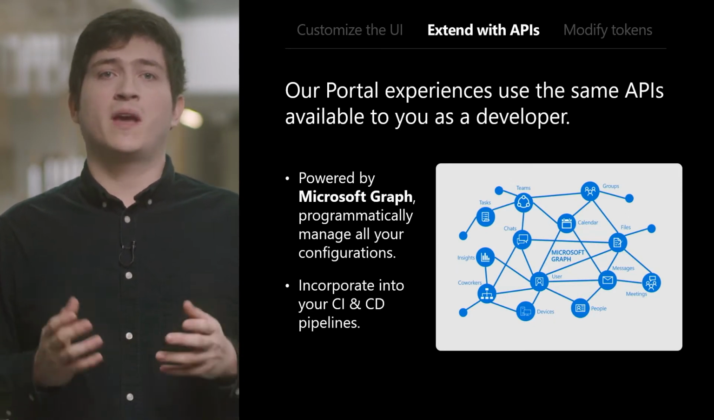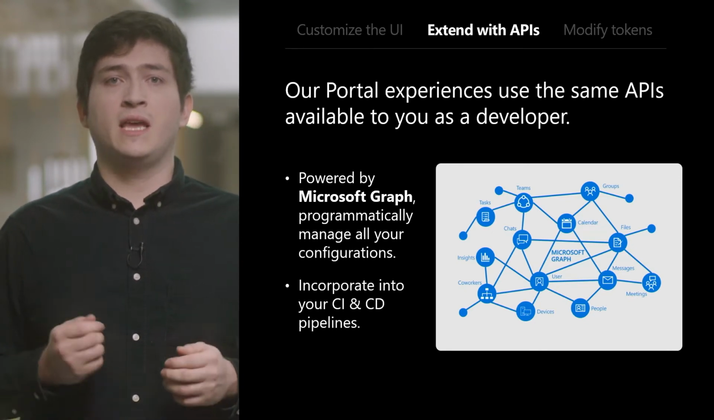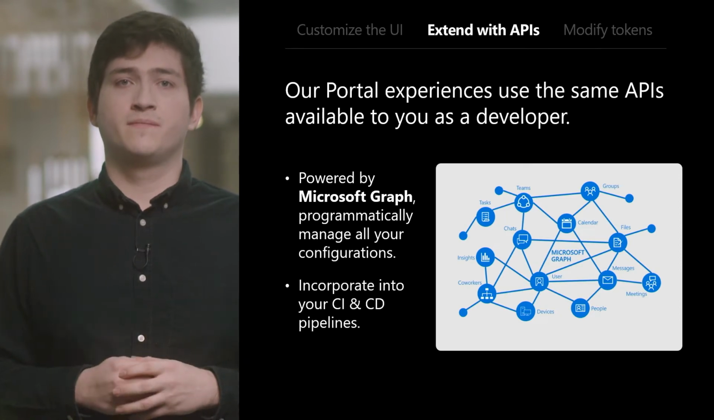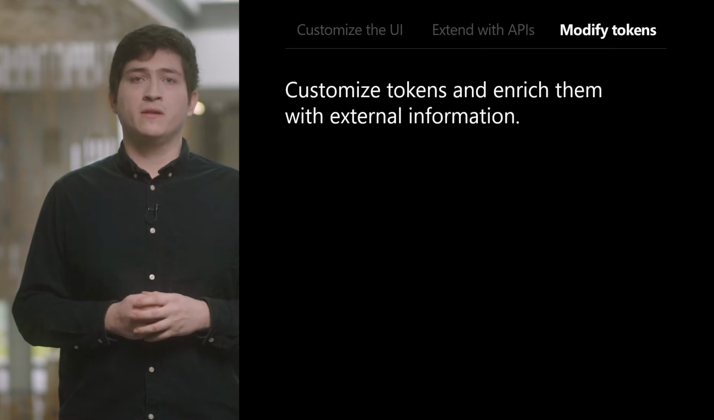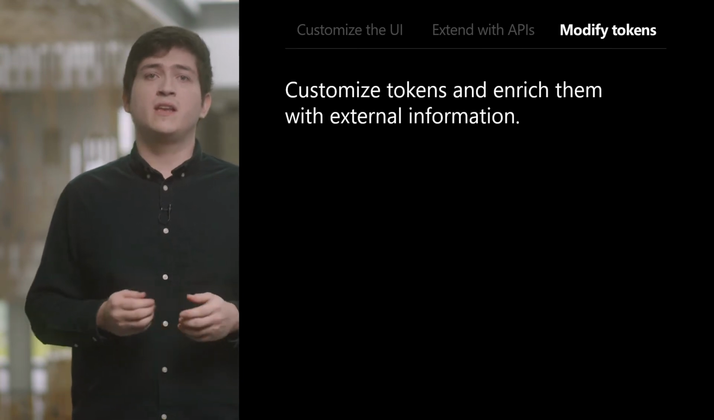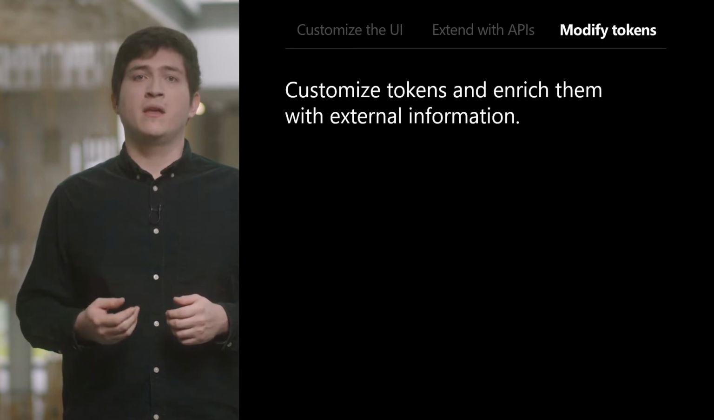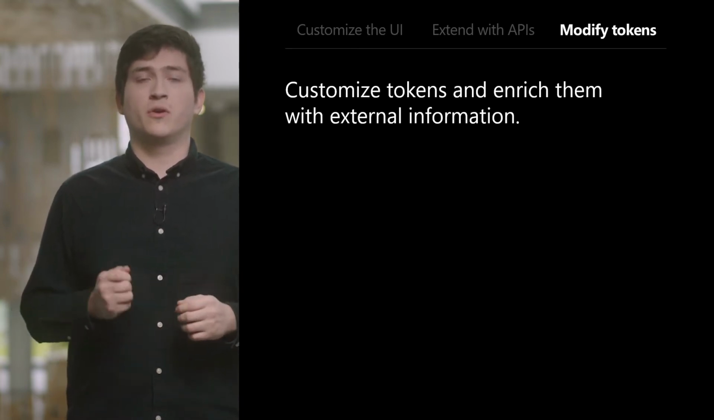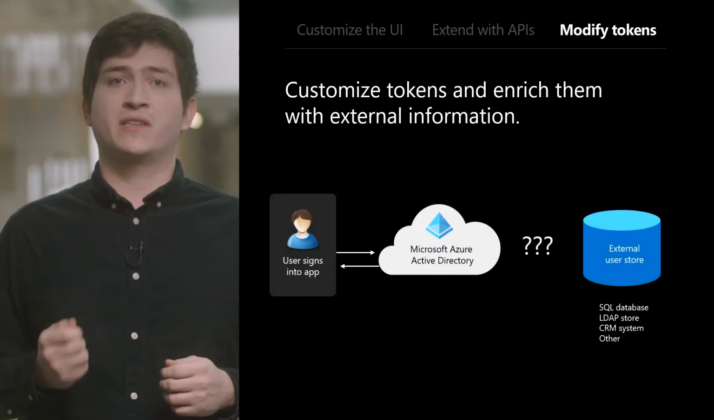You can also use Microsoft Graph to incorporate your identity and authentication configurations into your CI and CD pipelines and other automated processes. You may also need to customize what claims are included in your token to meet your application's needs. Today, you can include information like groups, roles, display name, and more, and even manipulate and modify how those claims are emitted in your tokens. Now, we're adding the ability for you to include information from external systems.